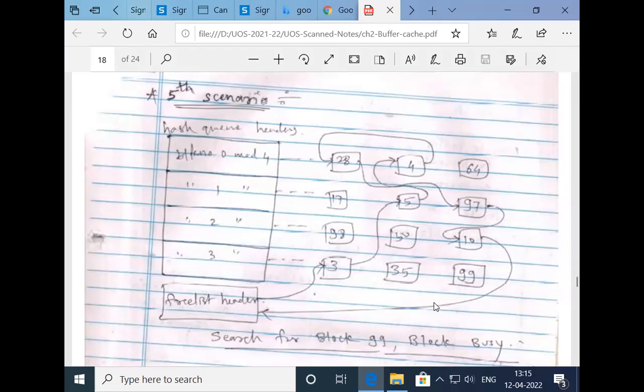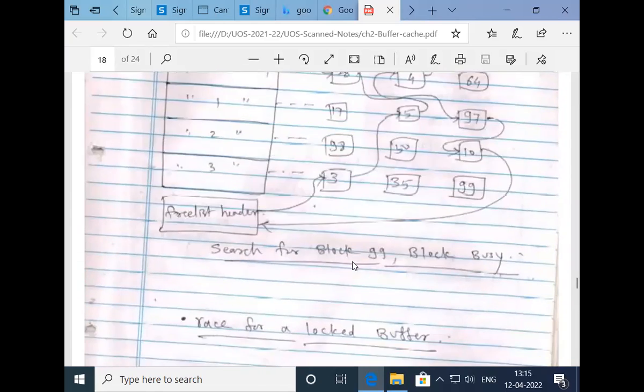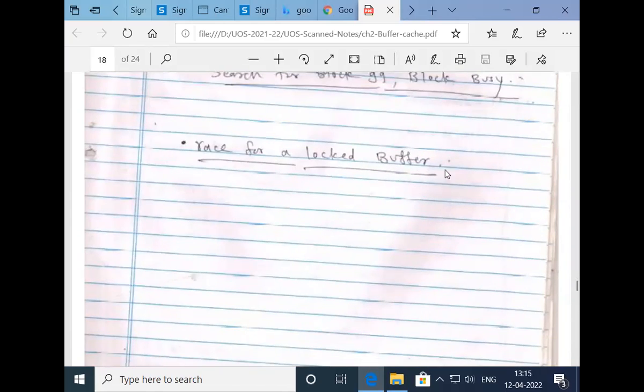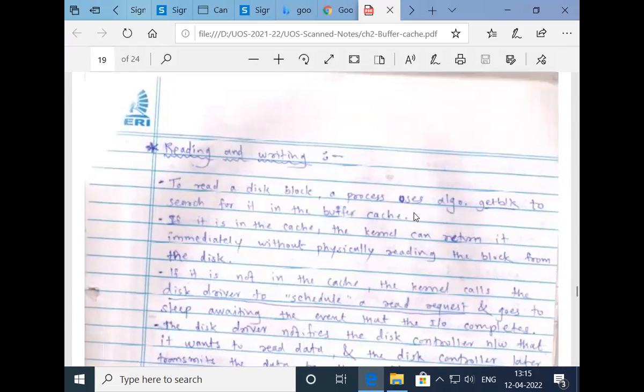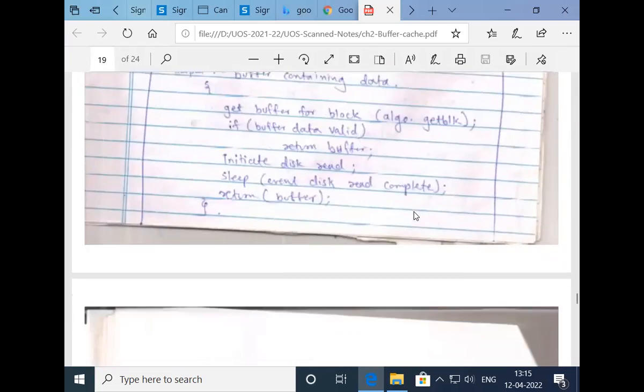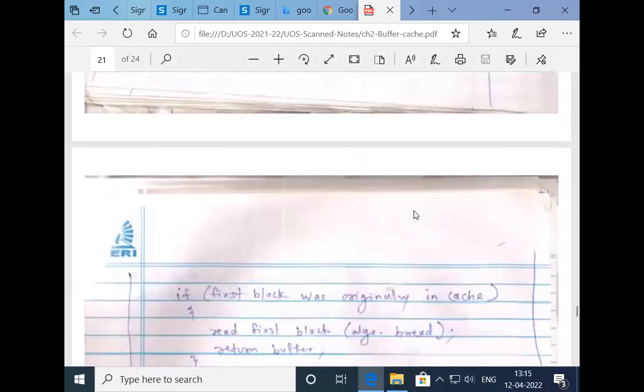Yes, ma'am, over. Okay. So now under fifth scenario, we are discussing race for a locked buffer. So note it down, race for locked buffer. In the fourth scenario, we discussed race for free buffer, that is unlocked buffer. Locked in the sense busy. So we are discussing race for busy buffer over here. Either you can call it busy or you can call it locked. Race for locked buffer, and the race is shown, just a minute, somewhere again it is misplaced.